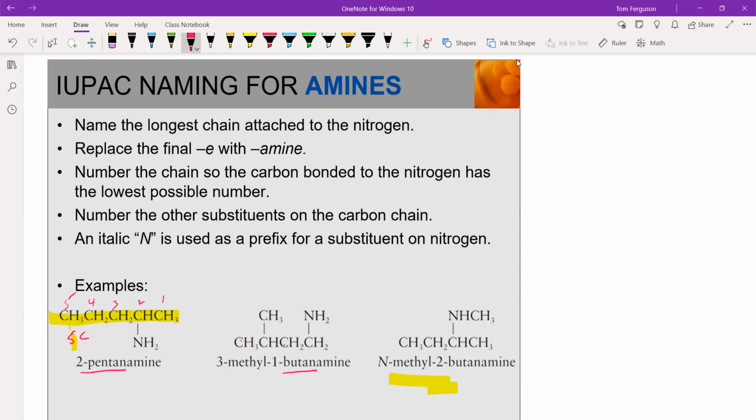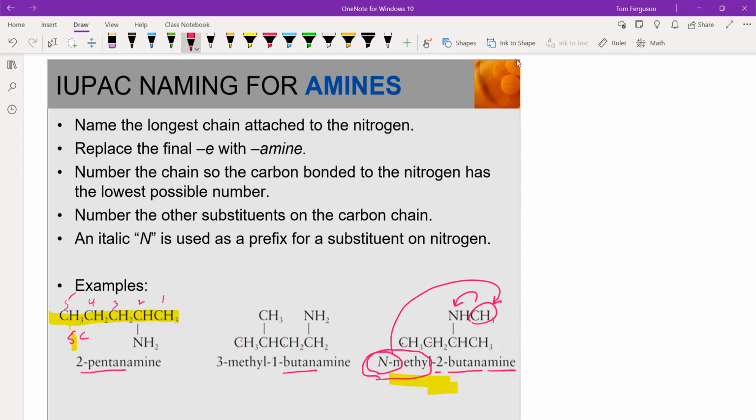Okay, now this is trickier than an alcohol, because if we have some kind of a group hanging off of the nitrogen, that's where this uppercase italicized N is. Position number 2 is where the amine structure is, but we have a methyl group off of that nitrogen. So that N-methyl refers to that.